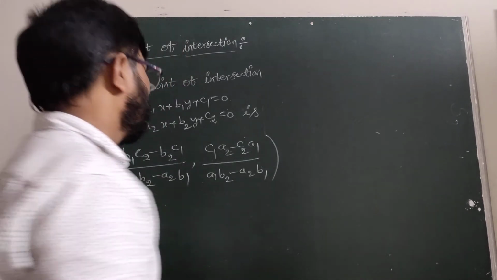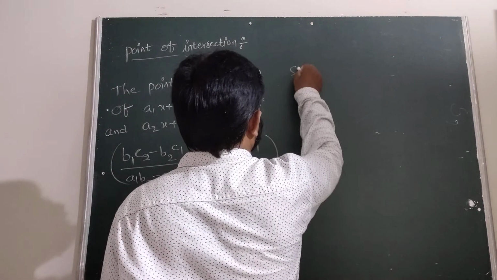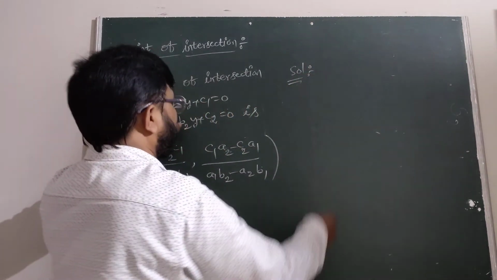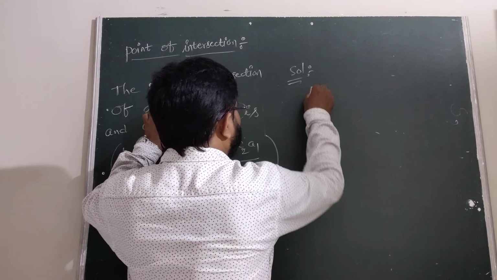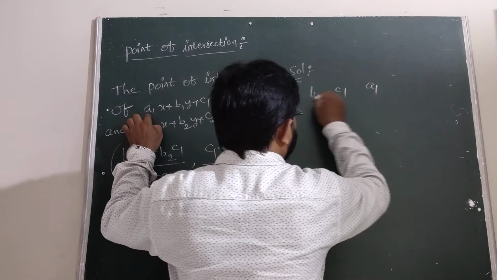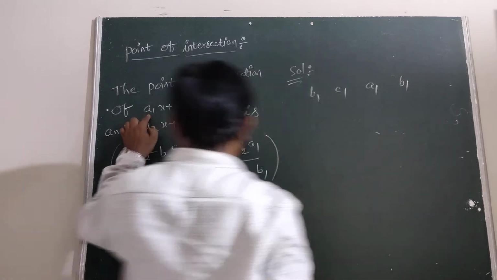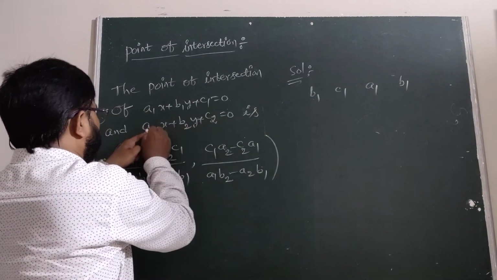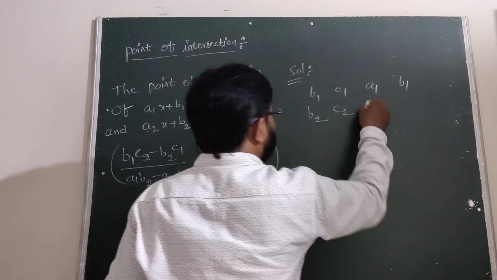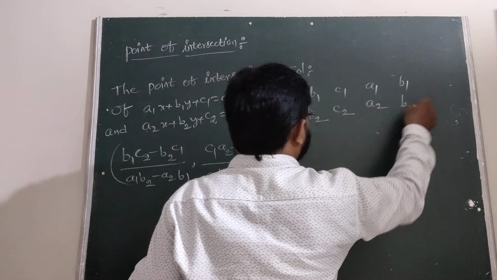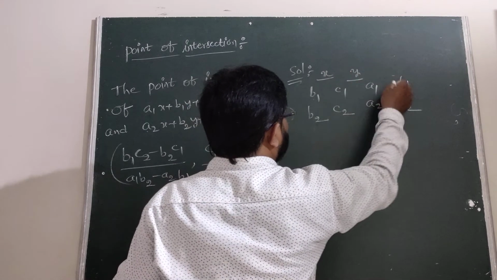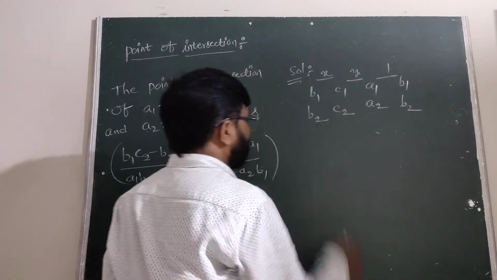Now the third method is the cross multiplication method. How to find this? First we take the y coefficient b1, constant c1, and the x coefficient a1. Again you write b1. Similarly b2, c2, a2, b2. These are x by, y by, and 1 by. How to write this?